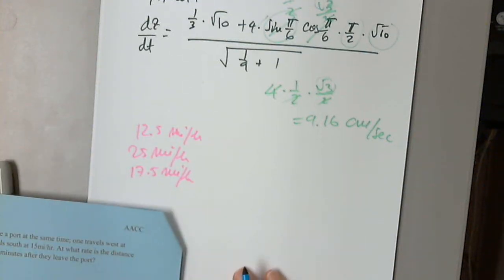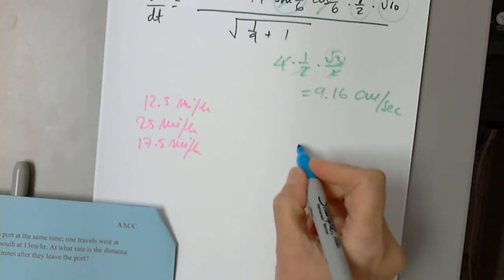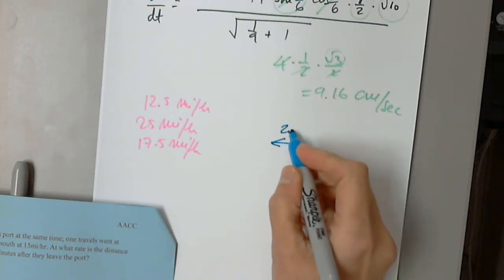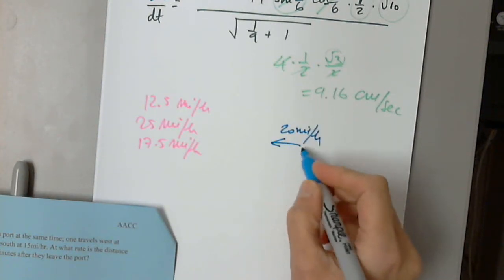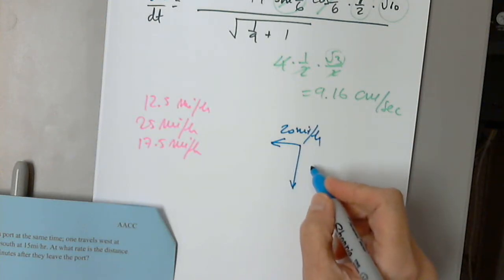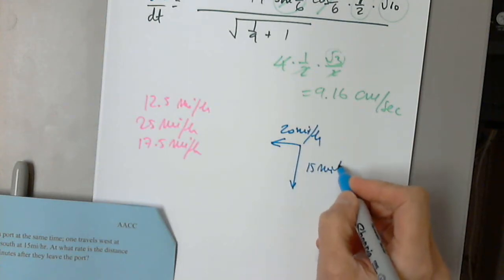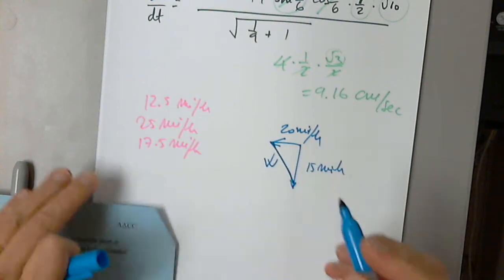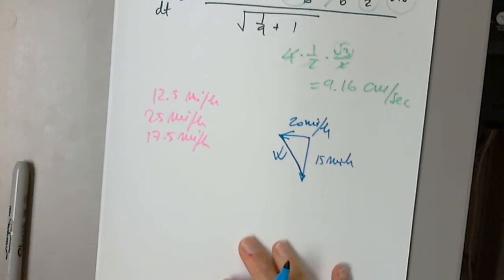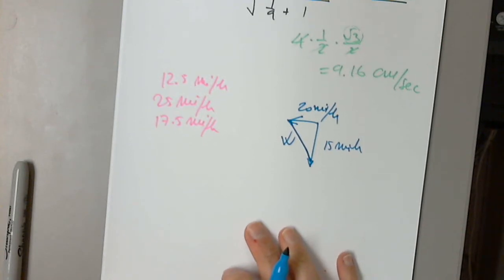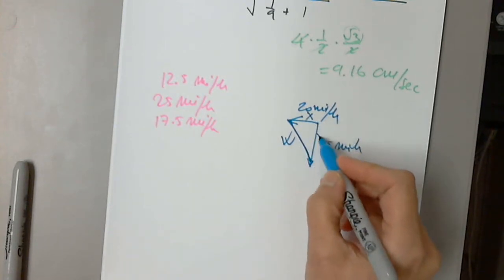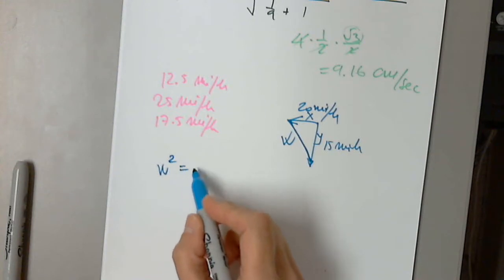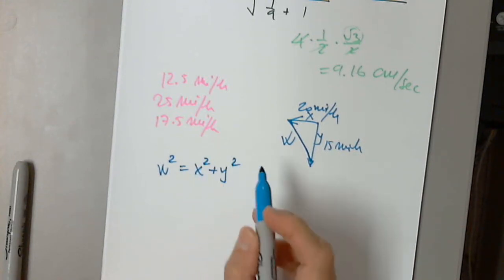So we have they travel west at 20 miles an hour and south at 15 miles an hour. And we are looking at this. Let's call it W. And then we have X and Y. So W squared equals X squared plus Y squared.